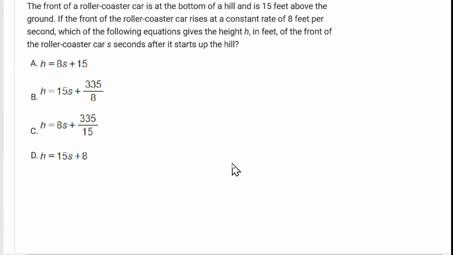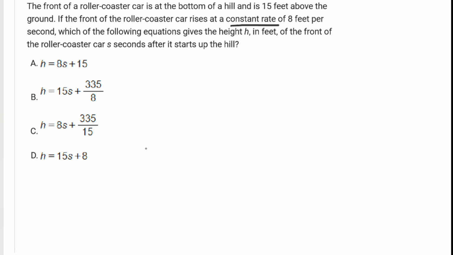Let's move on to number 2 in this set. Again, pause the video, read the problem to yourself. One of the keys of some of these algebra questions is watching out for the phrase constant rate. Whenever you see some quantity changing at a constant rate, that means that it's a linear type of problem.